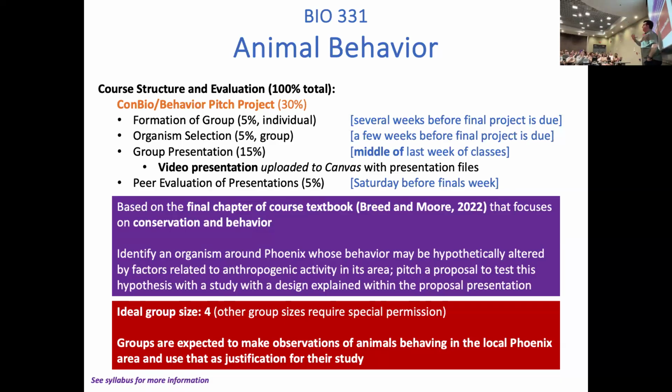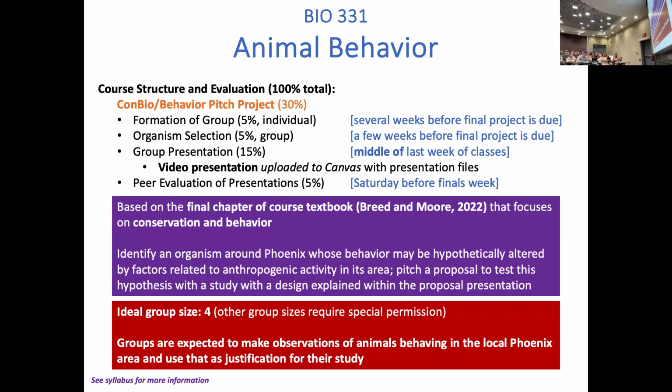That's what your pitch project is going to be: a presentation where you're going to pitch basically why you think there might be an issue there, what you think the fundamental questions are, what hypotheses you would like to test, and what the design of your experiment would be if you were funded to actually go and do that experiment. And so that's what you'll actually be doing there, just the pitch, trying to get someone interested to do that.